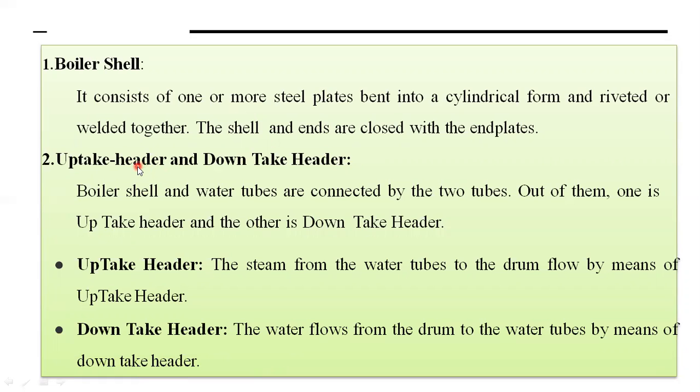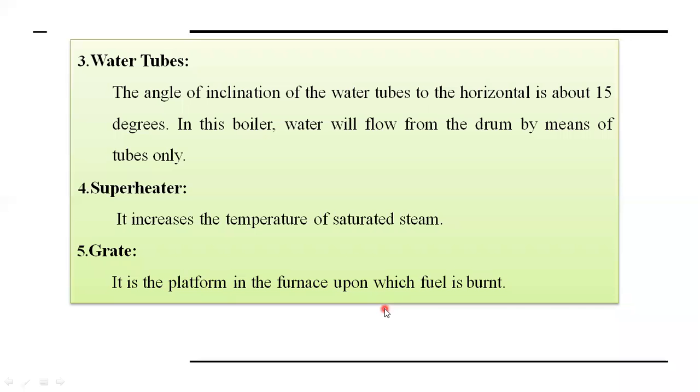Then the next part is the uptake header and the downtake header. What is meant by uptake header? The steam from the water tubes flows to the drum by means of an uptake header. Means whatever steam is generated inside the water tube is transferred towards the horizontal drum with the help of a tube called the uptake header. And the downtake header is the one by which water is transmitted from the water drum to the water tubes.